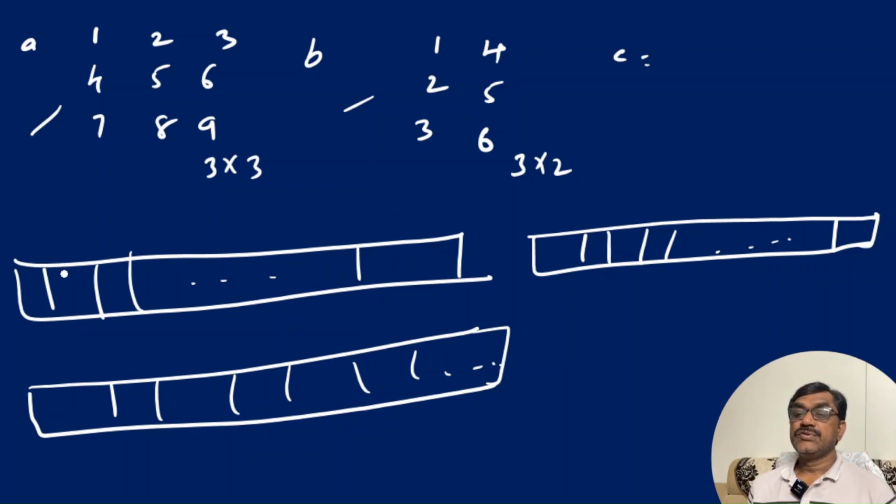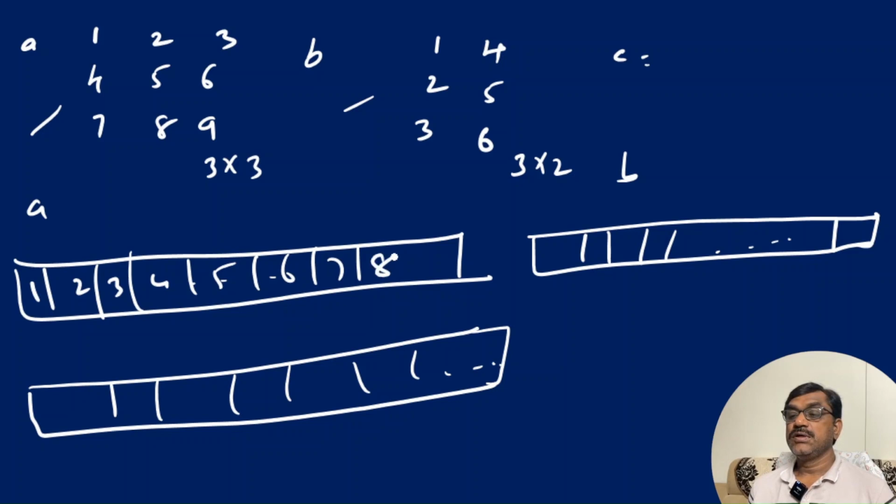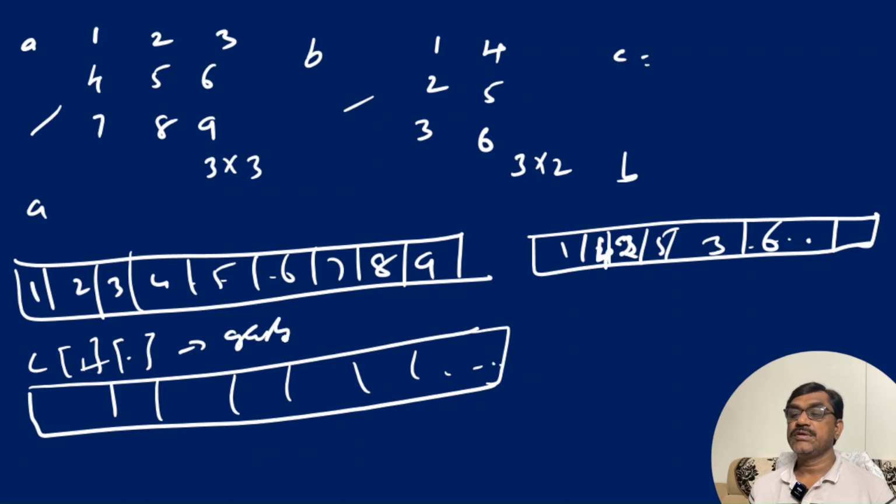Now, see here, this is A and B. The elements are stored like this: 1, 2, 3, 4, 5, 6, 7, 8, 9. For B, it is 1, 4, 2, 5, 3, 6, like that the elements are stored. Now this is C. Initially C is empty. Empty means it is going to store some garbage values, right? Now for multiplying these two matrices, this is just how we are printing in matrix form. Here also we are printing in matrix form, but they are actually stored like this.